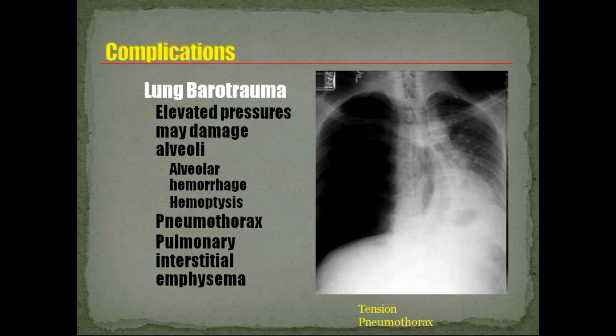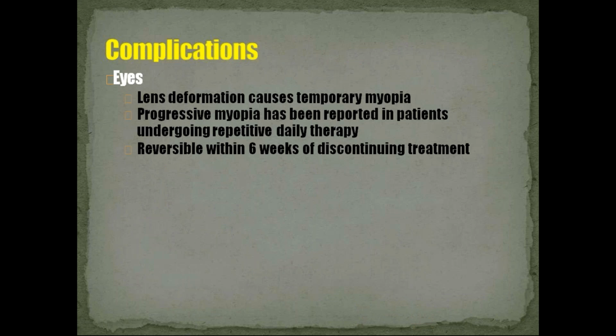You can see the lung barotrauma. Elevated pressures may damage the alveoli, leading to pneumothorax. Pulmonary interstitial emphysema can also occur. You can see this tension pneumothorax. Coming to the eyes, lens deformation causes temporary myopia. Progressive myopia has been reported in patients undergoing repetitive daily therapy, reversible within 6 weeks of discontinuing treatment.